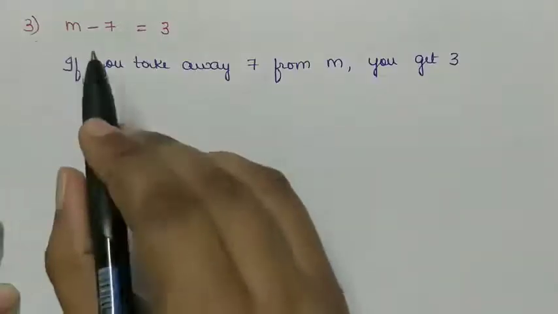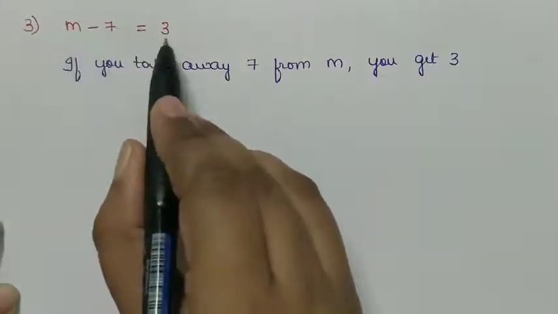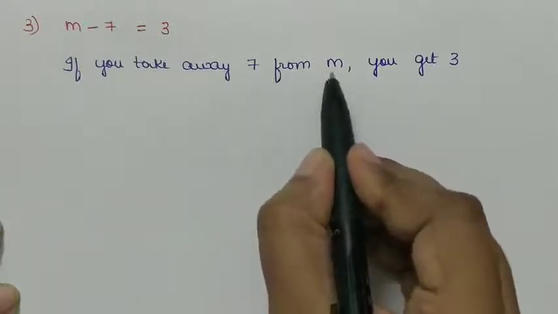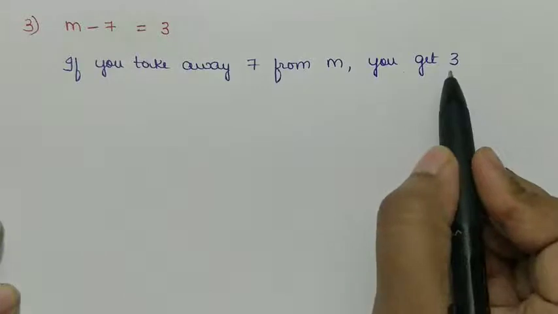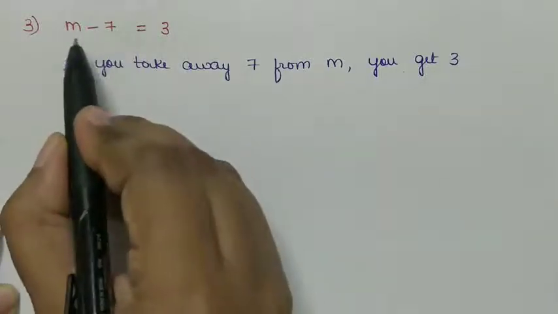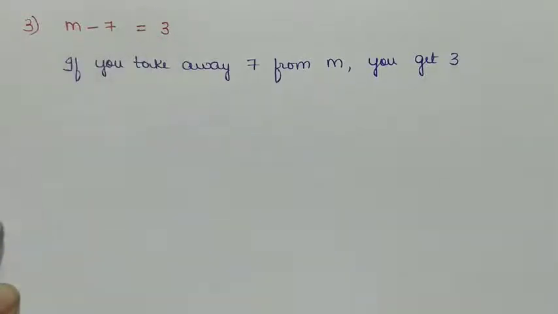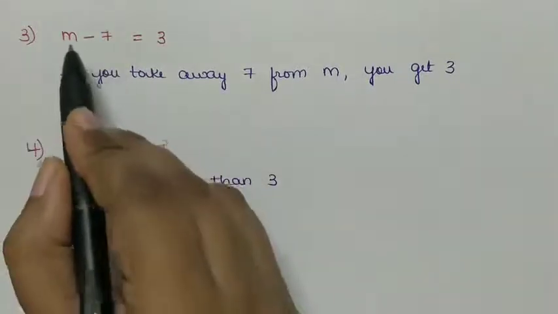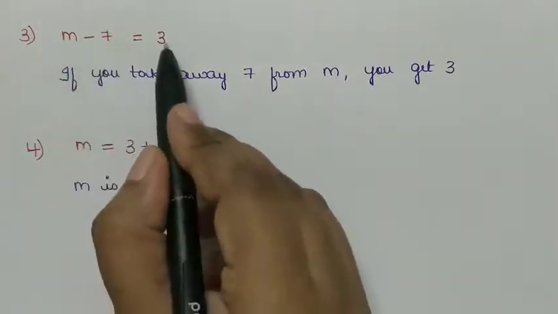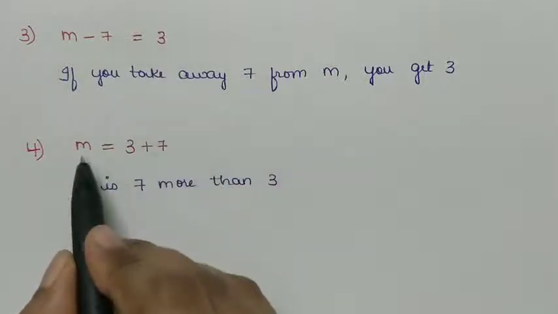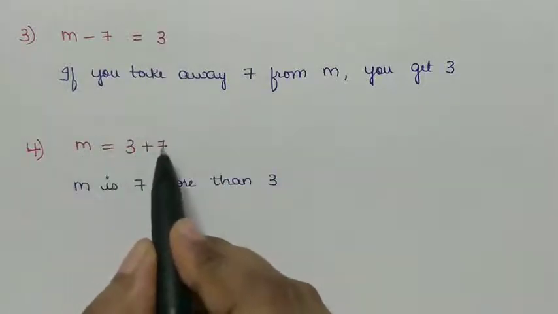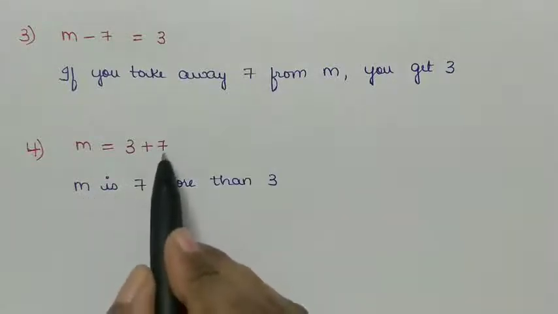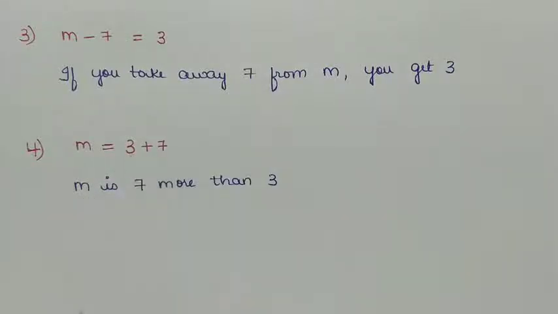Third equation, m minus 7 equal to 3. In statement form, if you take away 7 from m, you get 3, or else the difference of m and 7 is 3. Fourth equation, m minus 7 equal to 3 can be written as m equal to 3 plus 7, and in statement form m is 7 more than 3.